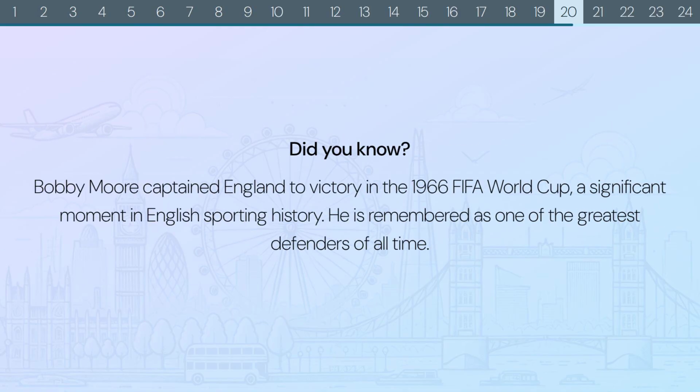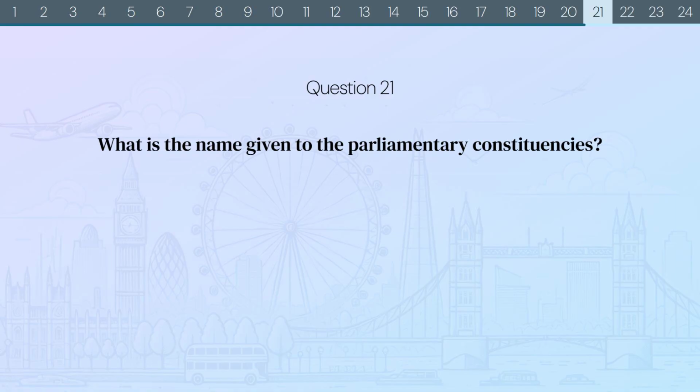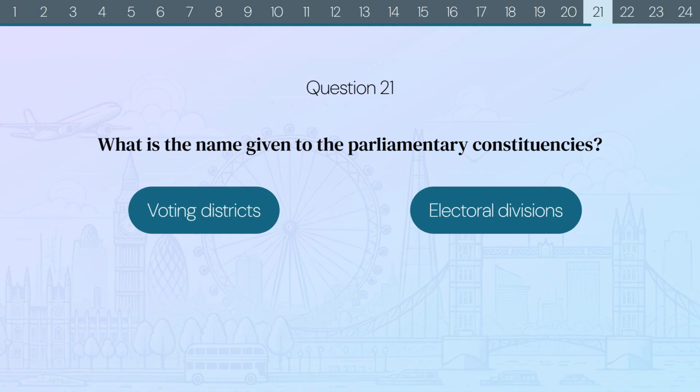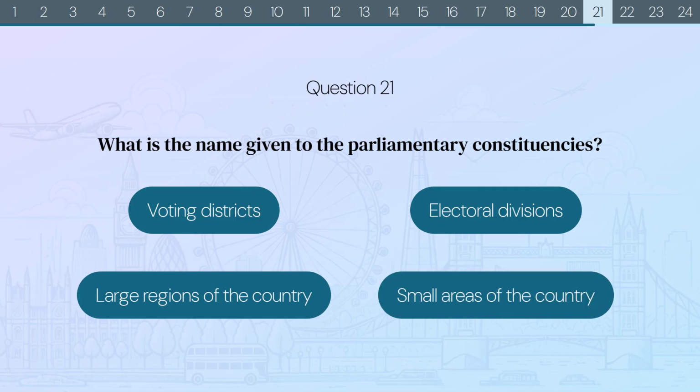Did you know? Bobby Moore captained England to victory in the 1966 FIFA World Cup, a significant moment in English sporting history. He is remembered as one of the greatest defenders of all time. Question 21. What is the name given to the parliamentary constituencies? Voting districts? Electoral divisions? Large regions of the country? Or small areas of the country?